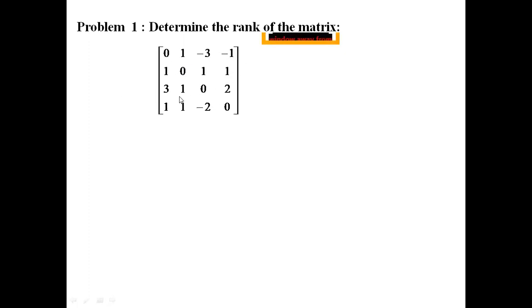Now, what about the next one? Is it independent or not? Let us see whether there is any relation between this row and any other row of this matrix. For example, the third row is 3, 1, 0, 2. And what about the second and first rows? If you multiply the second row by 3 and add it to the first row, see what happens. The second row is 1, 0, 1, 1. When you multiply this by 3, we get 3, 0, 3, 3.